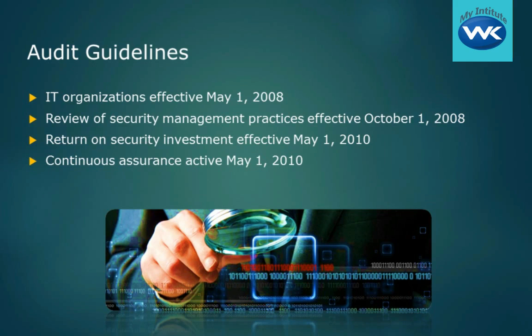Continuous assurance, another guideline that was active May 1st, 2010. Now, this is an ongoing process. It's a way of making recommendations, a guideline of the recommendations you make that a corporation or organization would use to continue to give them the assurance that controls are working the way they should after you're done and gone with the audit.